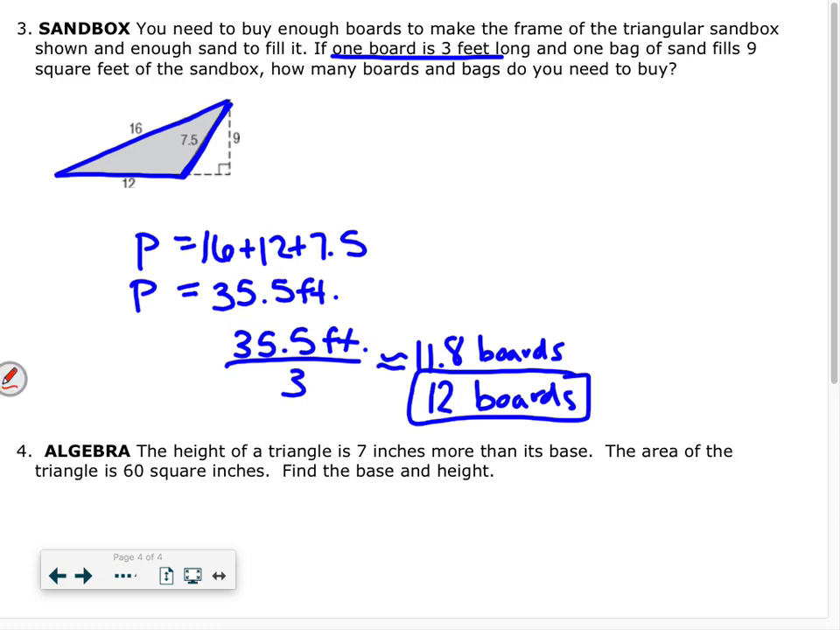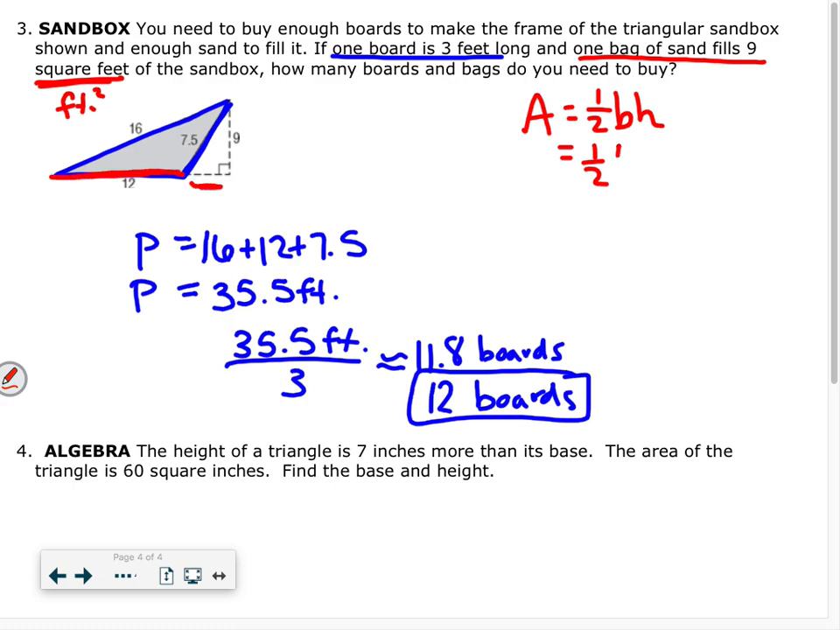And as far as filling the sandbox goes, we have 1 bag of sand fills 9 square feet. So square feet, because if we're talking about feet squared, that means we're talking about area. So we're going to find the area of that triangle. Take 1/2 base times height. The base here is just the 12. We do not include this part over here.